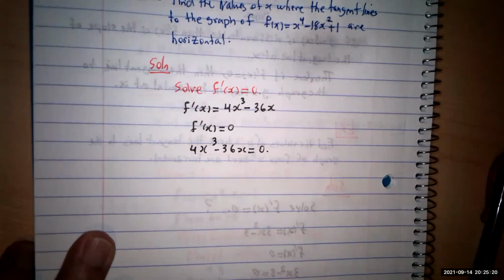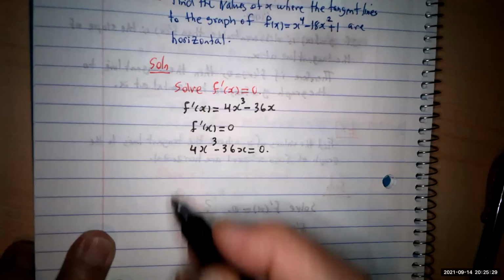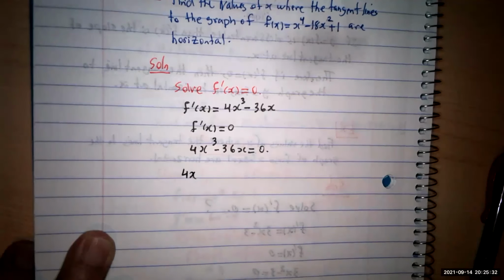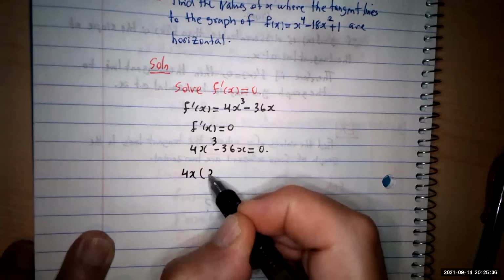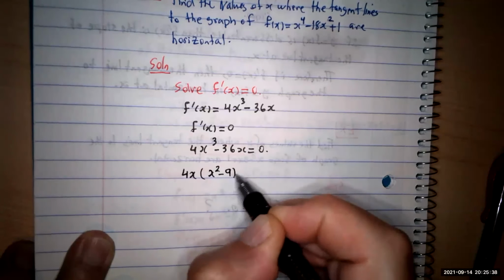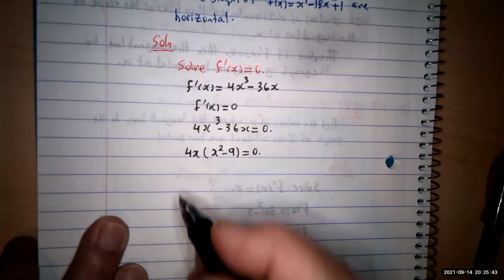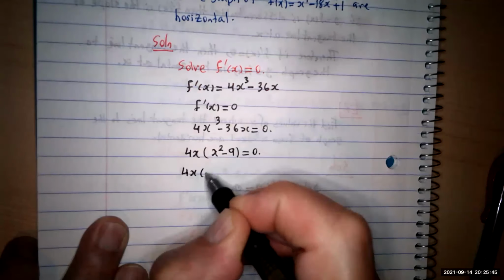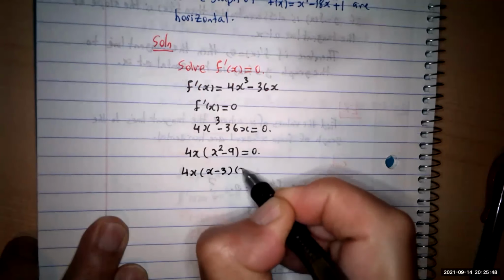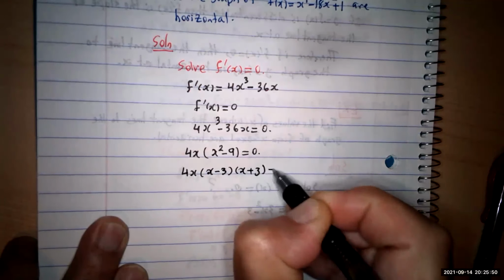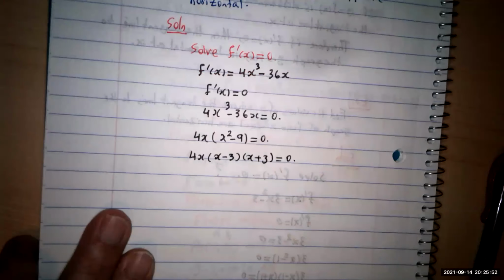You have to find the common factor. What's the common factor for this one? Any suggestion? 4x. That's it, 4x. So 4x out, that gives us x squared minus 9 equal to 0. Now we can factor x squared minus 9. So that will give us 4x times x minus 3 times x plus 3 equal to 0.